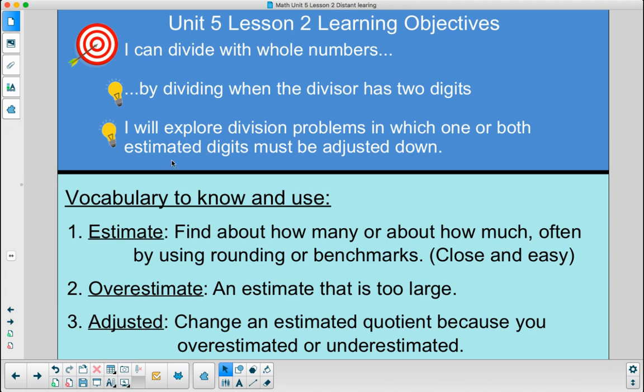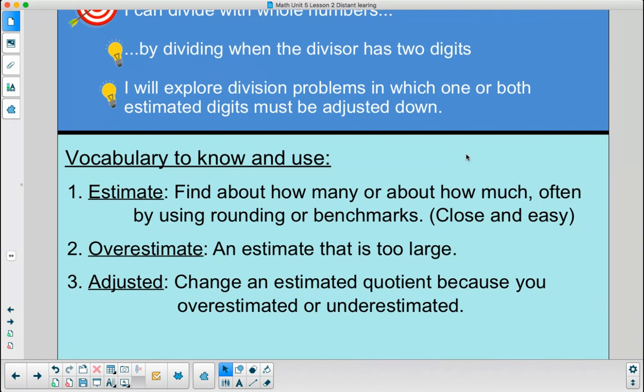Hello, we are going to be doing Unit 5, Lesson 2 today. Learning objective is I can divide with whole numbers by dividing when the divisor has 2 digits, so 2-digit divisor. Also, I will explore division problems in which one or both estimated digits must be adjusted. So we're talking when the digits in your quotient need to be adjusted.